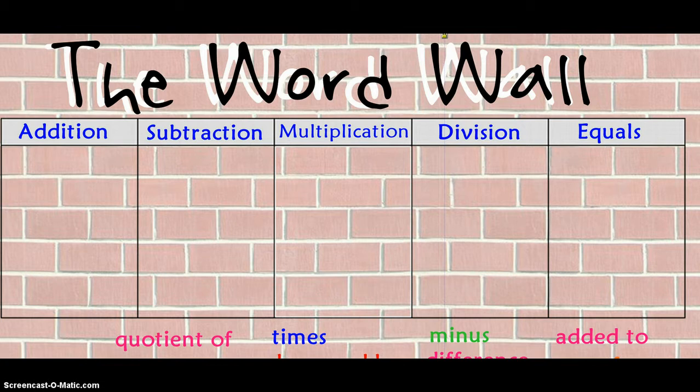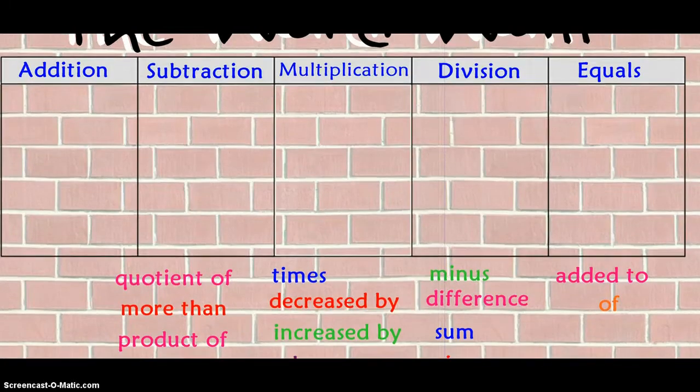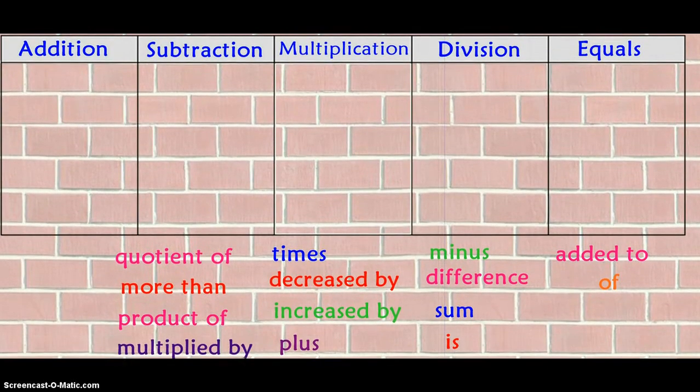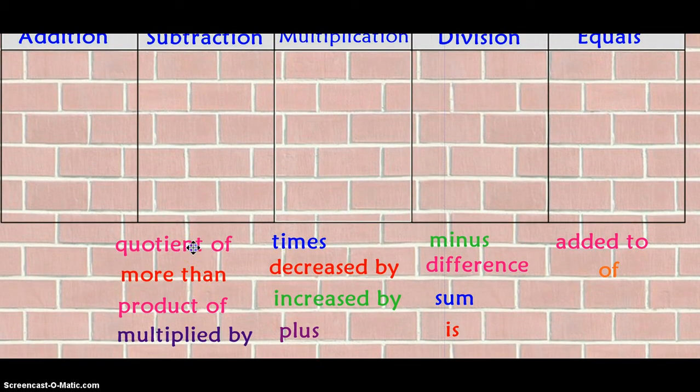Okay, next up we have our word wall. So in math we use a lot of different words that all mean addition, subtraction, multiplication, division, or equals. So we have a lot of different words that can sometimes mean the same thing as addition. So down here we have some choices, and we're going to place these words in the correct spot. So I've got the word the quotient of. Now the quotient of is actually related to division. Quotient of something means to divide two numbers.